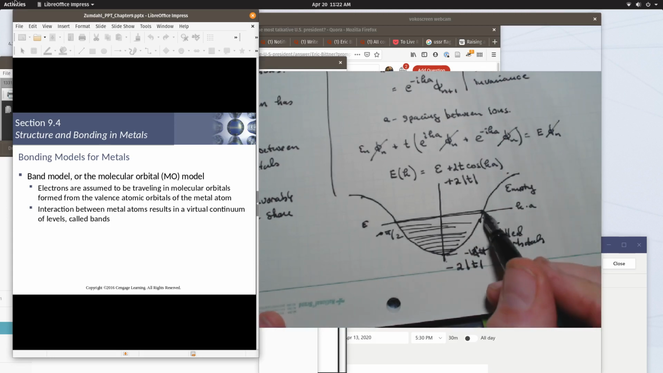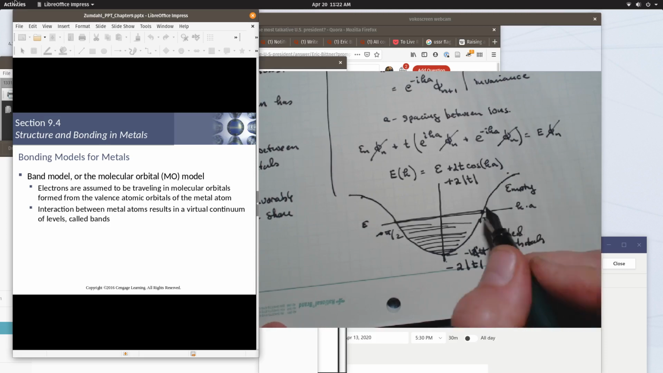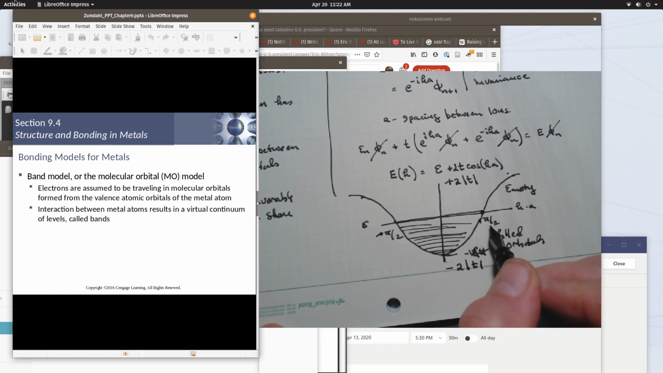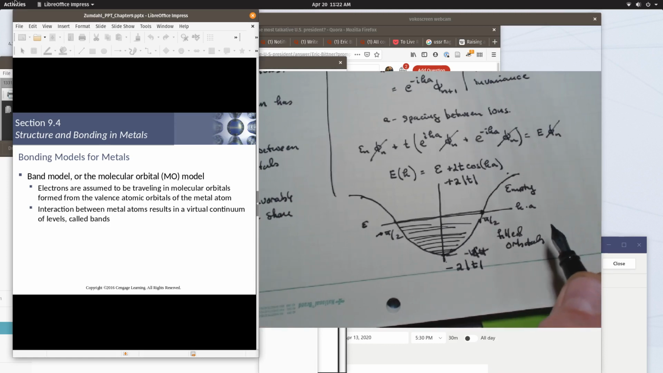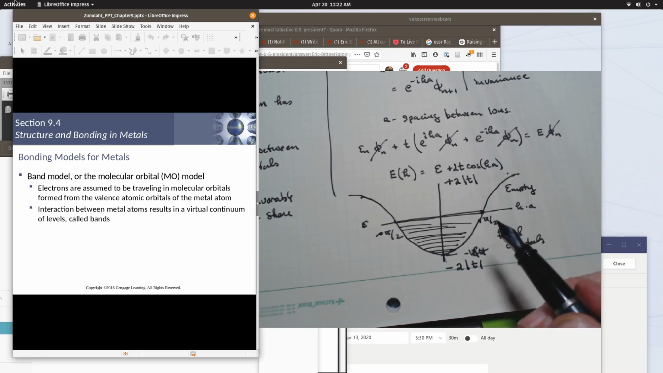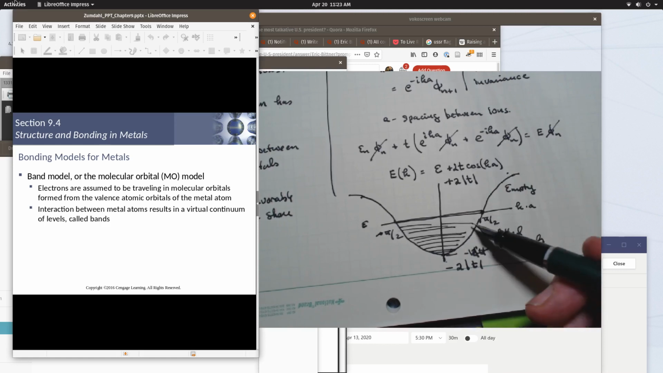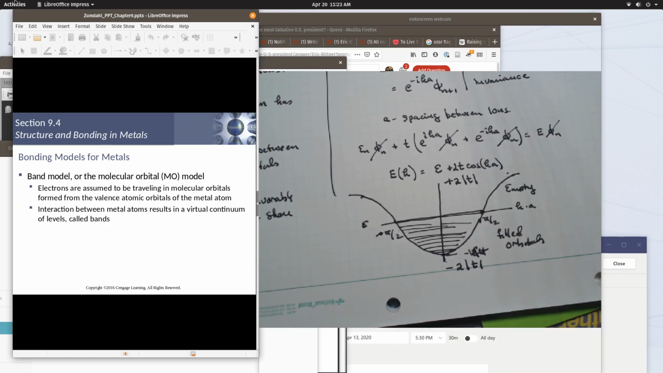There's no energy difference between an empty orbital at k times a equals pi over 2 plus a little bit, and the filled orbital exactly at k times a equals pi over 2. So there's no energy gap. It takes almost no energy whatsoever, a minuscule amount of energy, to promote an electron that's down here in a filled orbital to an empty orbital. So the energy gap in a metal is functionally 0. It's effectively 0.